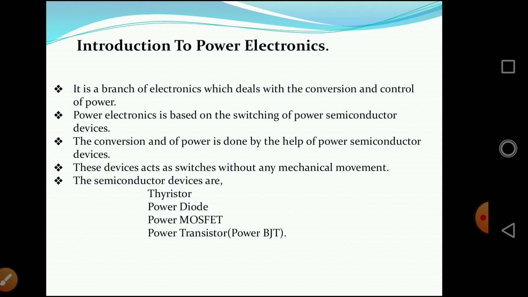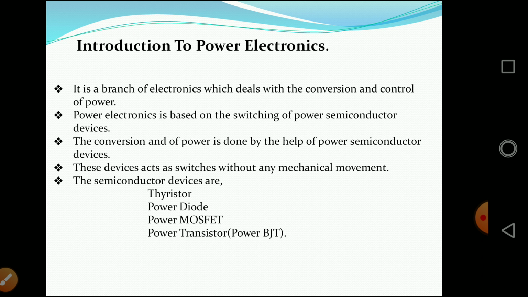So semiconductor devices are basically used as switching elements, and by using these switching elements, power conversion or control can be achieved. Next, the conversion of power is done with the help of semiconductor devices, and these devices act as switches without any mechanical movement. What does without mechanical movement mean? Normally in houses we use a switch which makes on and off. But power semiconductor devices do not have any movement, yet they can be used as a switch.